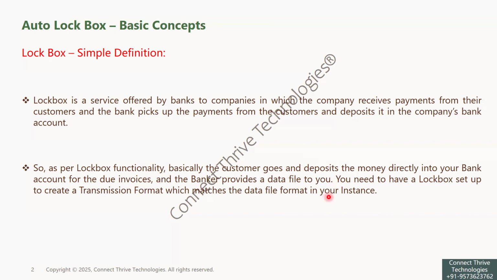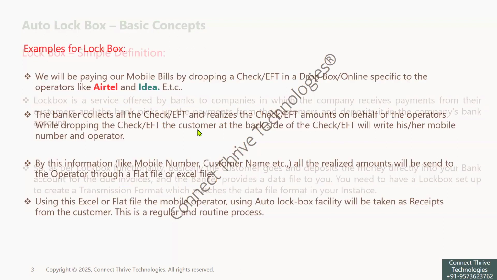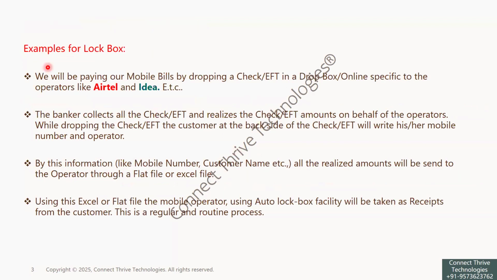The moment you collect the data file from the bank, you have to process it in the Oracle Fusion system with the help of the Load Interface File for Import. There the system will process the receipts through the lockbox functionality and automatically create the receipts. But we should do the minimal configuration in our application, then only it will process. If you see here, we have an example about lockbox.